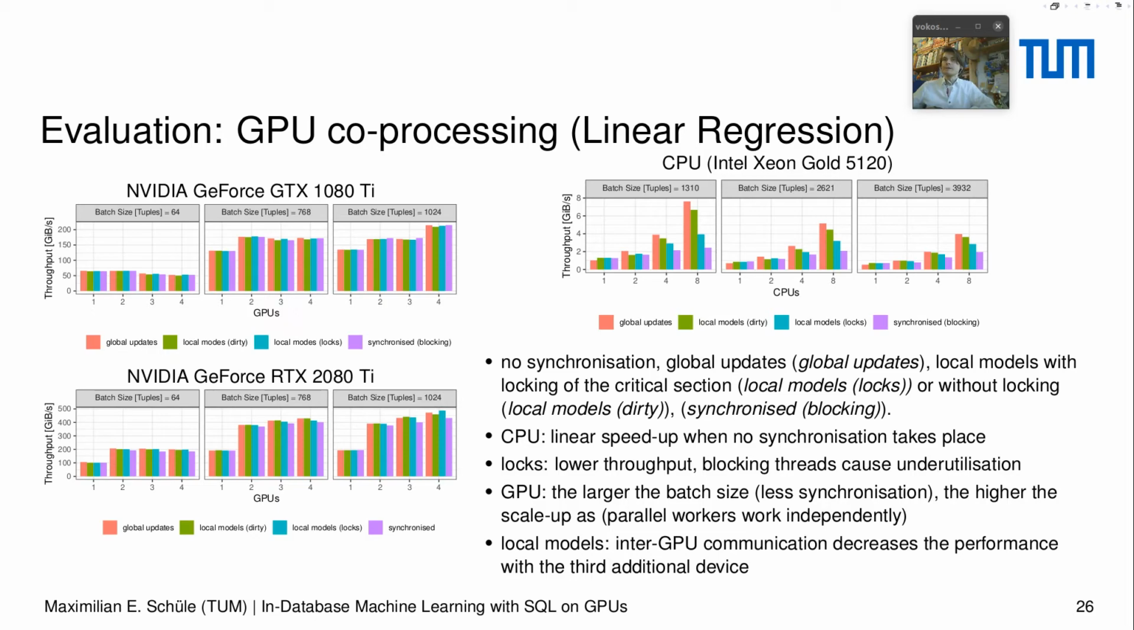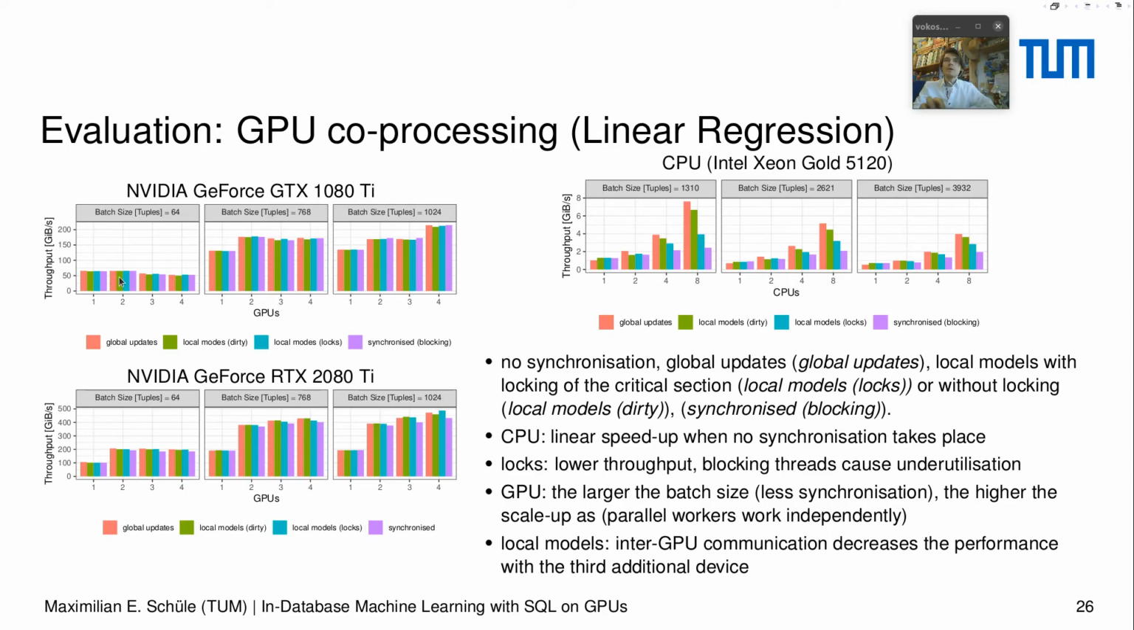So what about the parallelization to multiple GPUs? We compared different synchronization models: either no synchronization using global updates without locking, then local models with either locking or not locking the critical section. What we can see on the CPU, of course, is a linear speed up, and global updates do not slow down any other workers, so this achieved the best performance. With locks, we have a lower throughput as blocking threads cause underutilization.